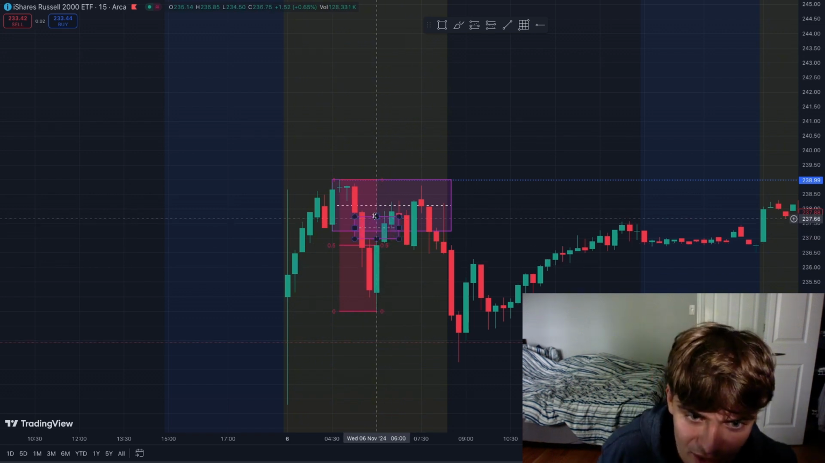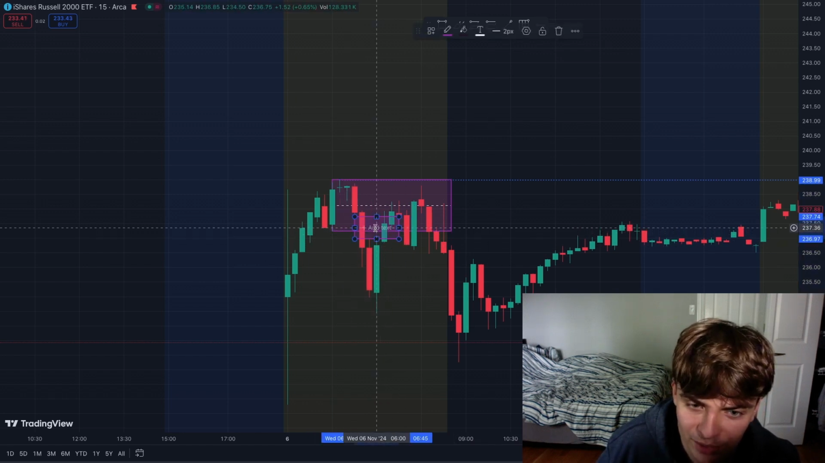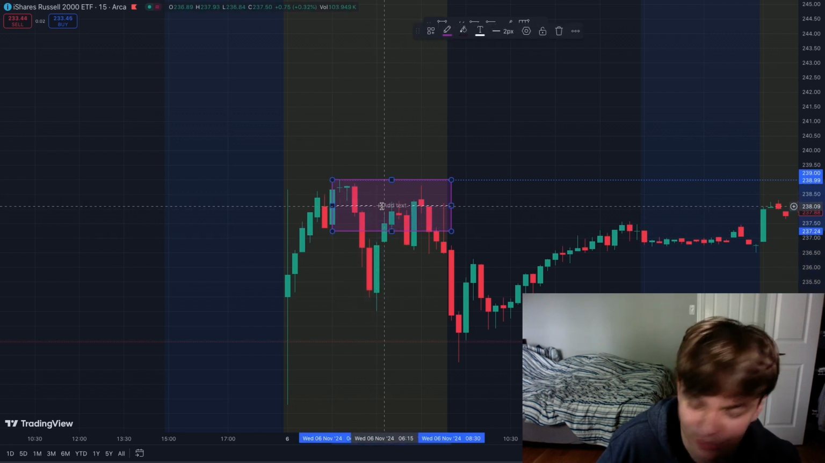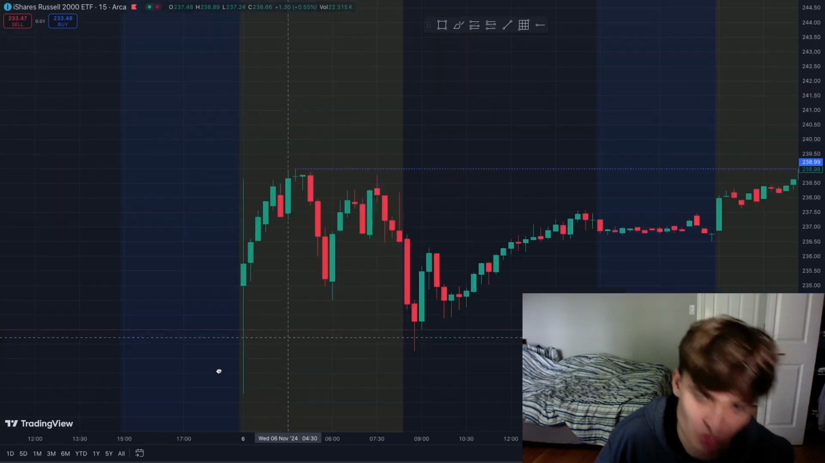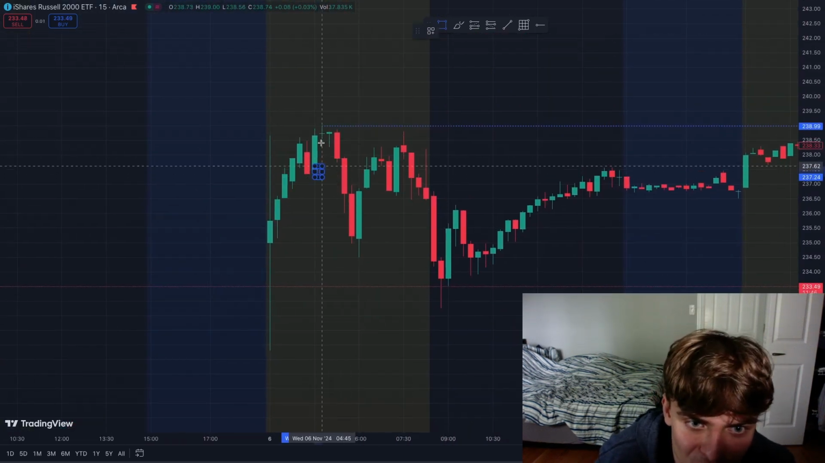You're already in a discount, you're entering an order block, and you're filling a fair value gap. The only thing is you would be trading against the trend here, taking a short, so I would never have really taken this. But anyways, today's about order blocks.